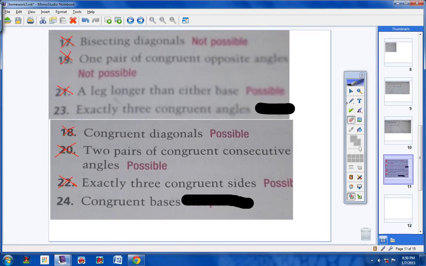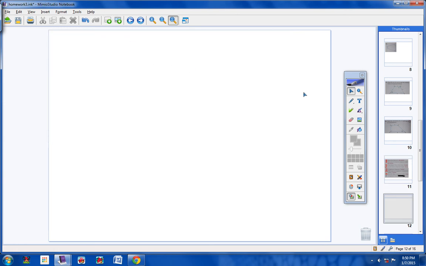And that was number 23. Alright, let's take a look now at number 24. Is it possible to draw a trapezoid that has congruent bases? We talked about this a little bit ago in a previous problem. It is not possible. It sounds easy, but it's not, okay?